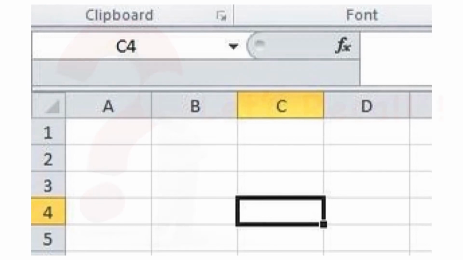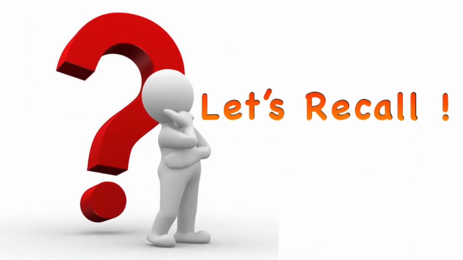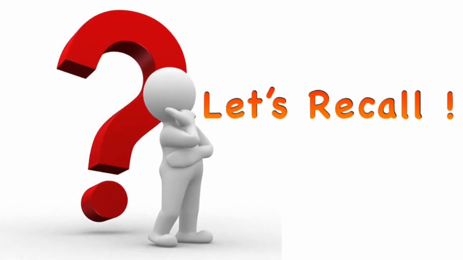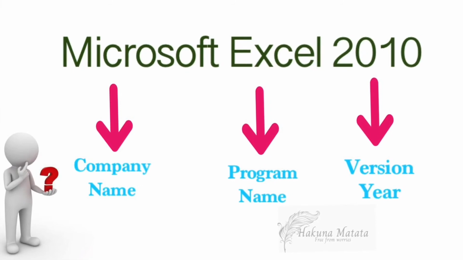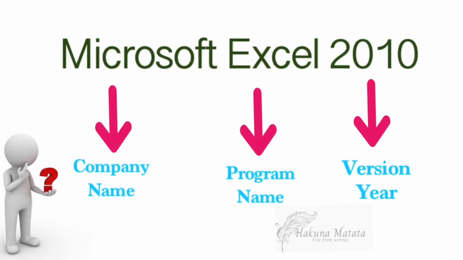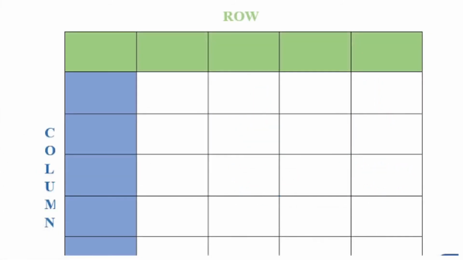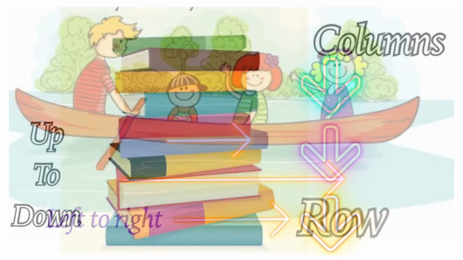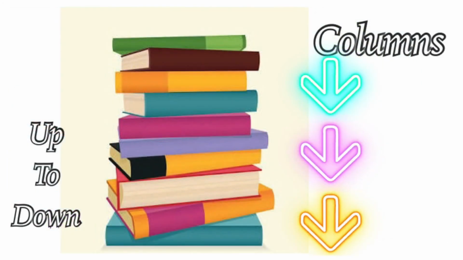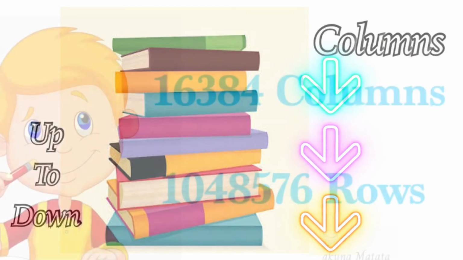Let's recap what we learned in this video. Microsoft Excel 2010 is a spreadsheet program. A spreadsheet is a file made up of rows and columns. Rows are the horizontal arrangement of data which run from left to right. Columns are the vertical arrangement of data that run from top to bottom.